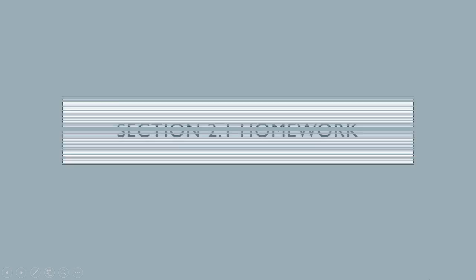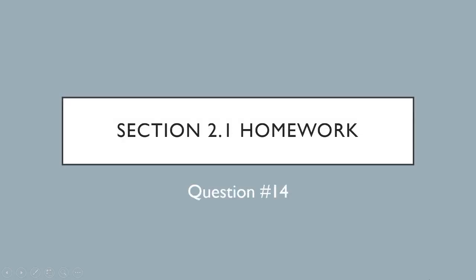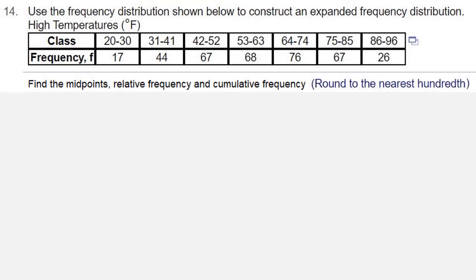We're looking at homework from section 2.1. This is question number 14. Use the frequency distribution shown below to construct an expanded frequency distribution, and the table represents high temperatures in degrees Fahrenheit. We want to find the midpoints, relative frequency, and cumulative frequency, all rounded to the nearest hundredth.